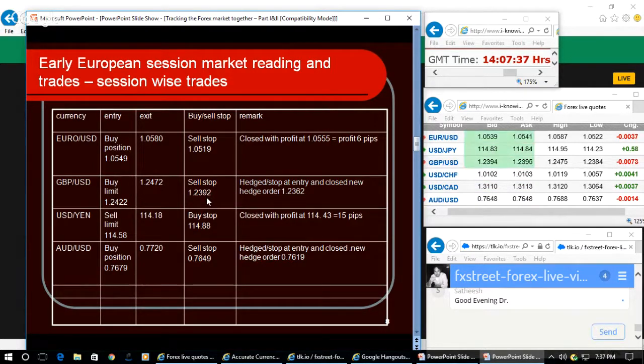I kept stop at entry and the hedging got closed, and then I'm waiting for the market to go up. Then in the case of Australian dollar, I was telling you I'll do a breakout trade 76, 79, but they went only up to 81, just 3 pips above that, and then started making the slide. I got hedged at 76.49.